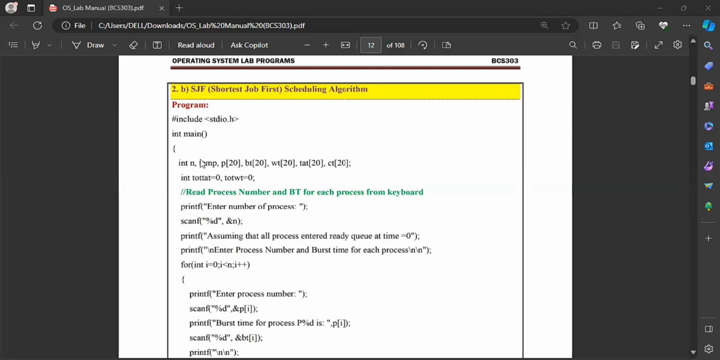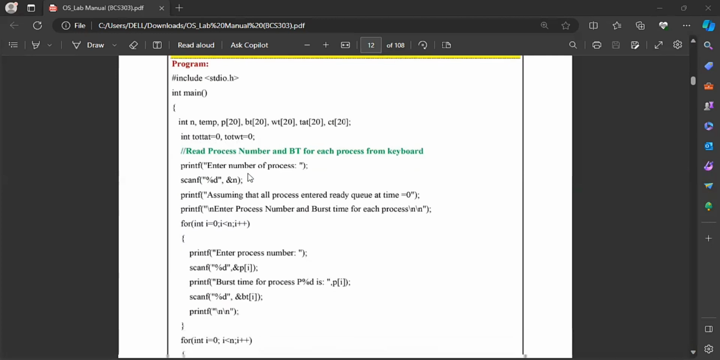Then here we are declaring the variables and arrays to store the information about the processes. Here n is the number of processes, and p is used to store the processes array. Then burst time, waiting time, turnaround time, and the completion time. Initially the total turnaround time and the total waiting time will be 0.